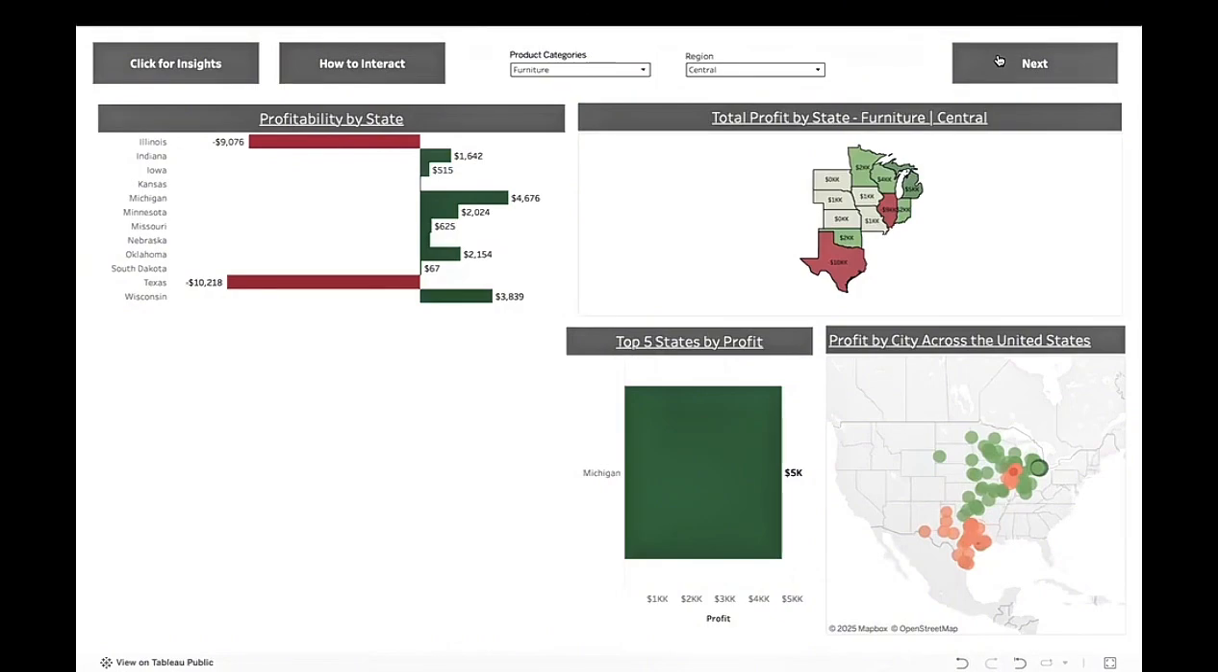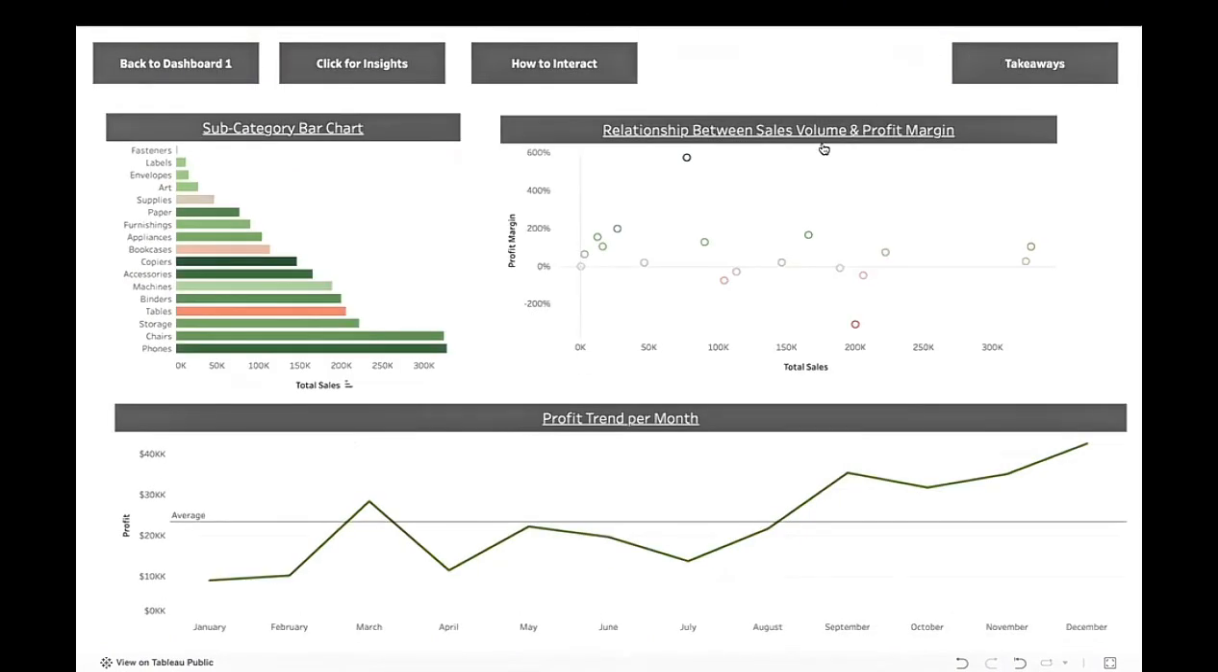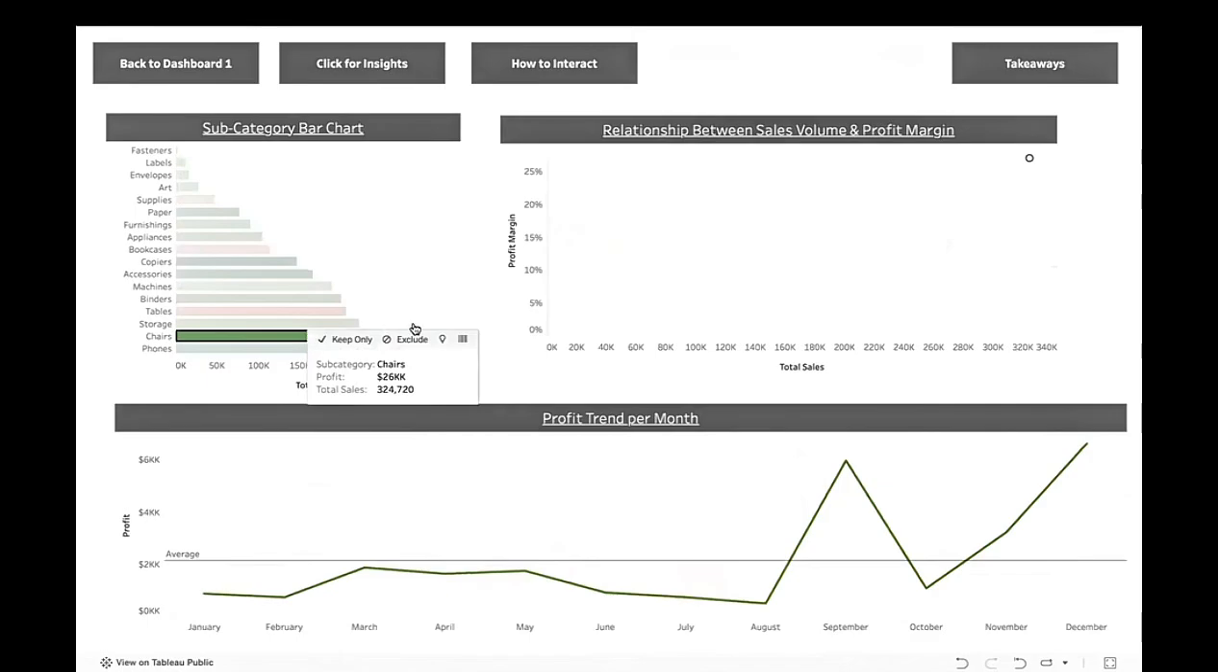Okay, now I'm going to go to our next dashboard. So this dashboard has 3 visuals. First, we have this bar graph right here, and you can press on any of the products and it will actually update all the other data to show data just about that one product, for example, chairs. So it shows the relationship between sales volume and profit margin, as well as the profit trend per month for just the chairs.